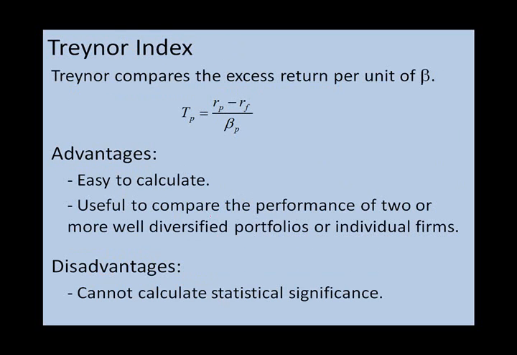Treynor also introduced a similar measure, except rather than look at total risk, Treynor just looked at market risk. The advantage again is that this is easy to calculate, and we can compare the performance now of two or more well-diversified portfolios or individual firms, because we're not looking at total risk anymore, we're just looking at market risk. As for the Sharpe ratio though, we still can't calculate statistical significance. We can't say that portfolio A significantly outperforms portfolio B based on the Treynor index.